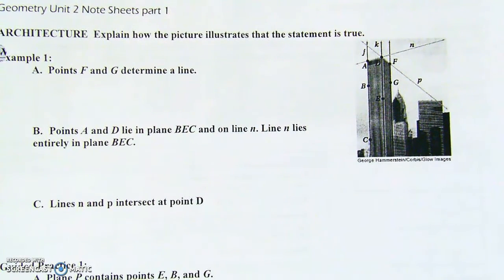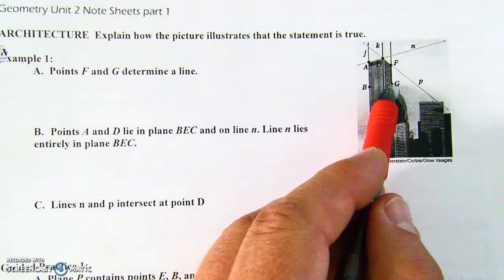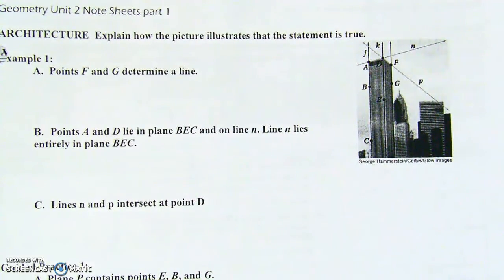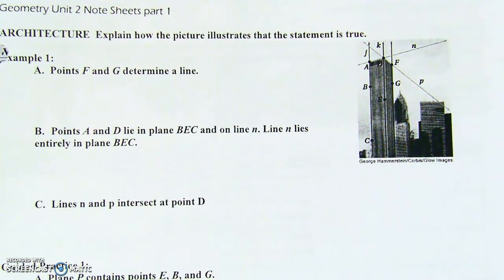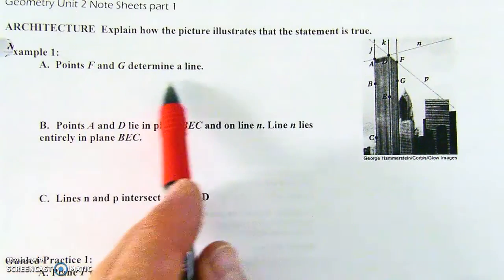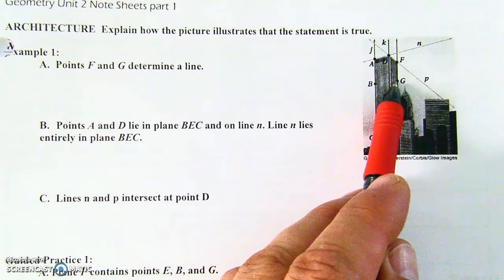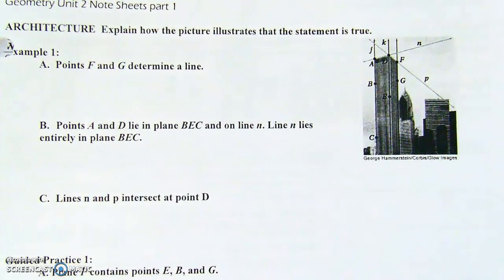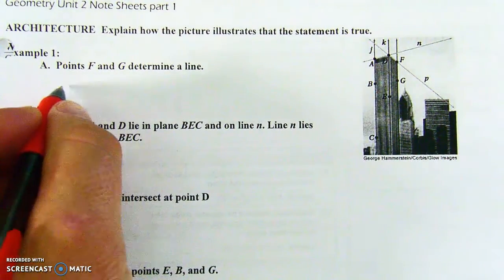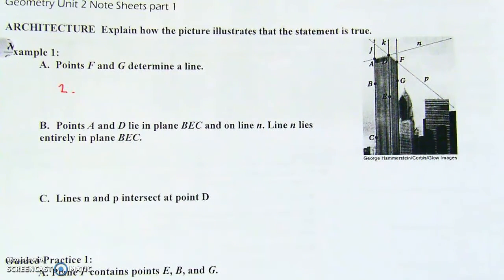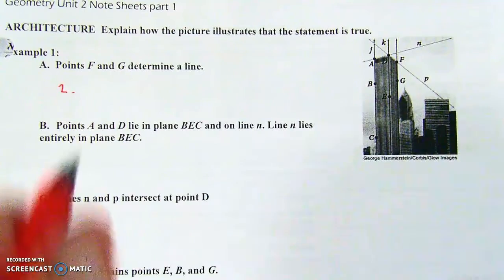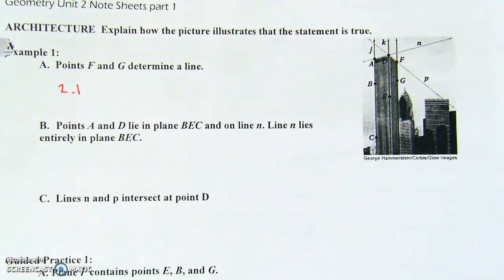Points F and G determine a line. So where's F and G? We have that there. And what does it state? What are we talking about here? FG determine a line because at least 2 points contain a line. Therefore, we can say what postulate is this? Postulate 2.1. Now, part B.